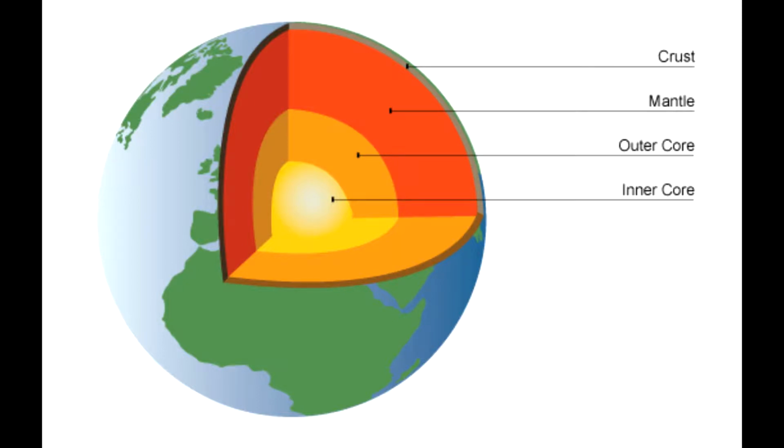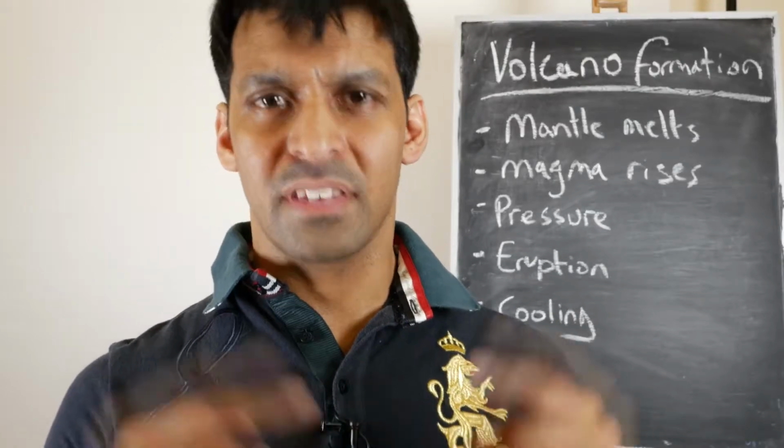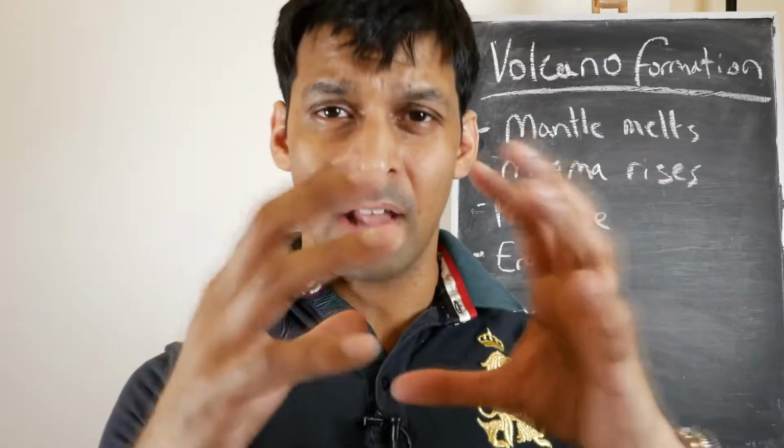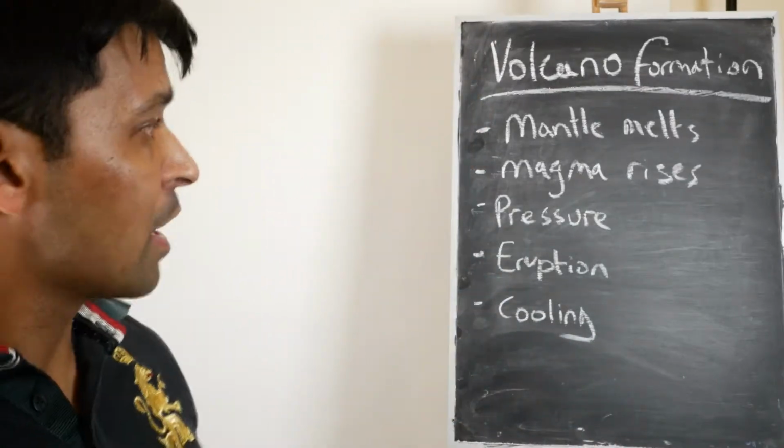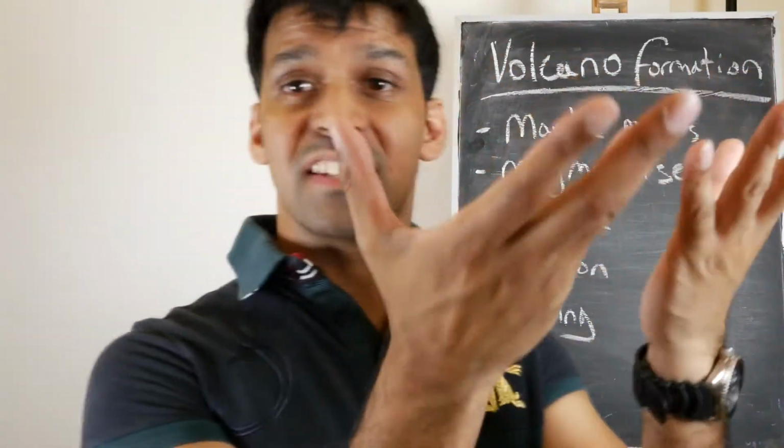So on top you've got the crust and down below you've got the mantle. Now the mantle is mainly solid, but sometimes it heats up and it melts in places. Okay? We call the melted rock magma, and this is less dense than the rocks surrounding it. So what happens is it rises up.